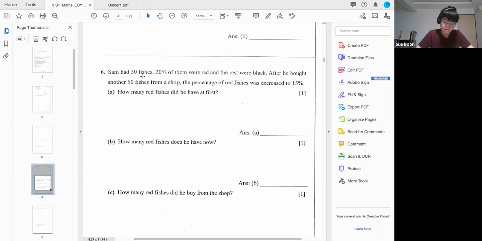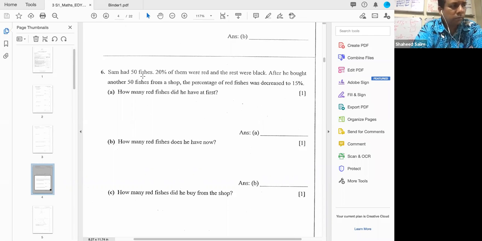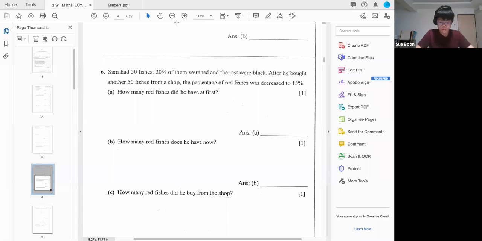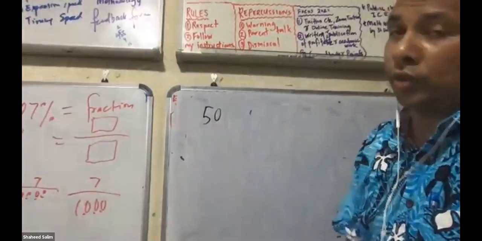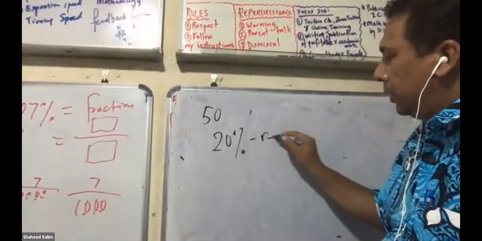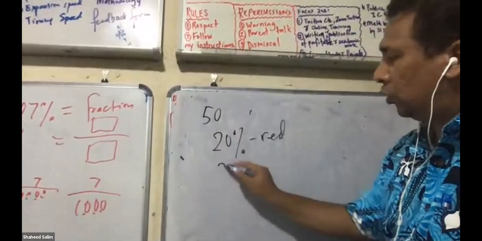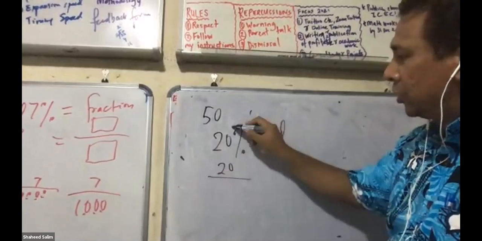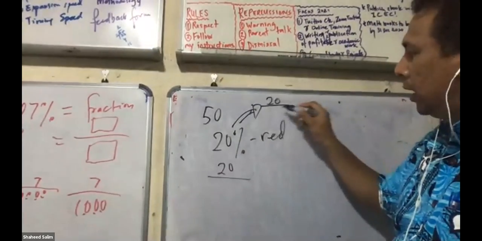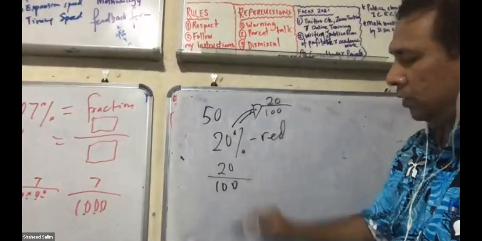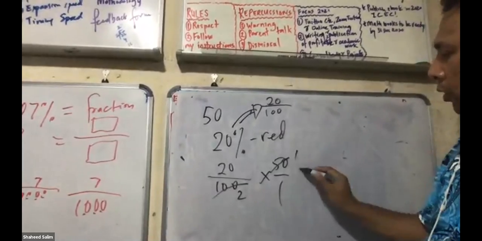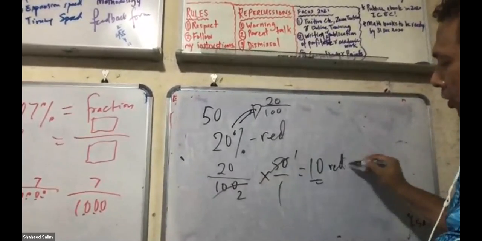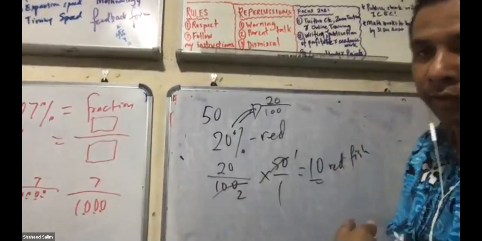All right, can do. Okay, now let us see, 20%. At first, there are 50 fish, and 20% of them are red fish. So you find 20% of 50. 20% is a fraction with the denominator of 100, so 20 over 100 times 50, you get 10 red fish at first. So the first answer is 10 red fish.